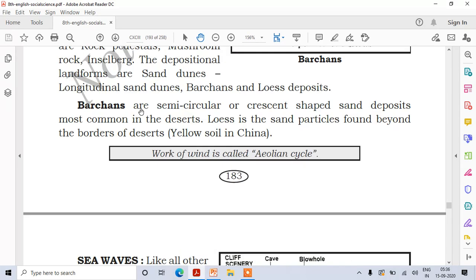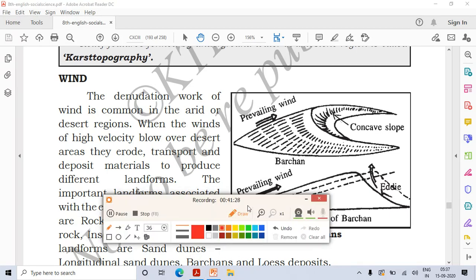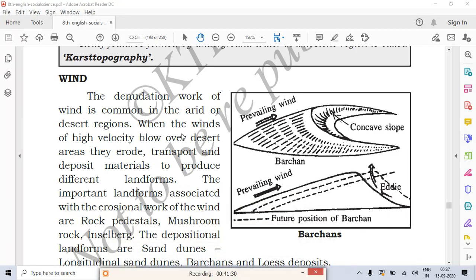Now we'll read about winds and sea waves. These are the two topics left, which we'll do quickly. First one is wind. The denudation work of wind is common in the arid or desert areas. In the desert areas, we can see the fast flowing wind. When winds of high velocity blow over desert areas, they erode, transport and deposit materials to produce different landforms.